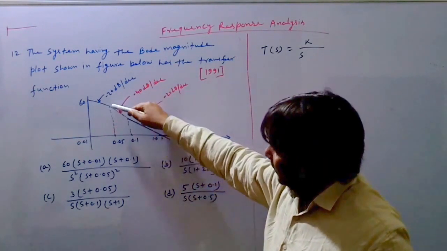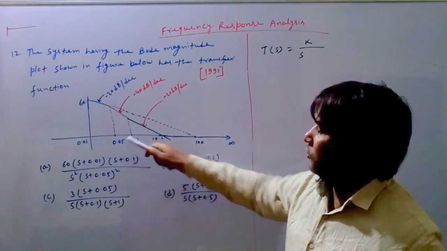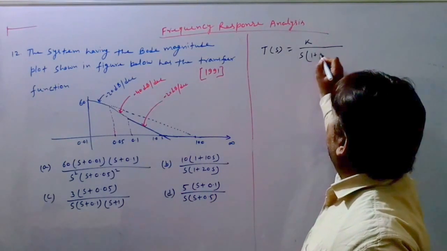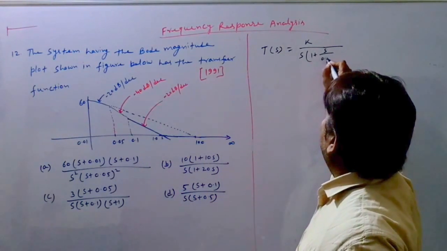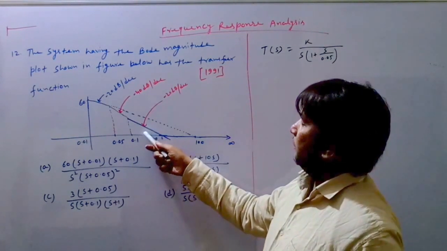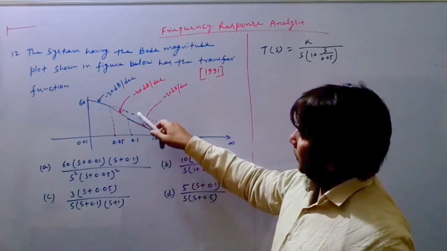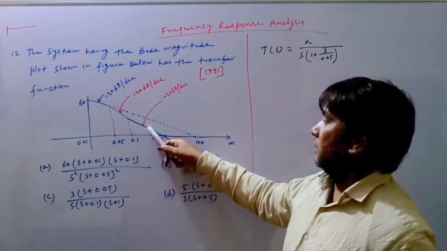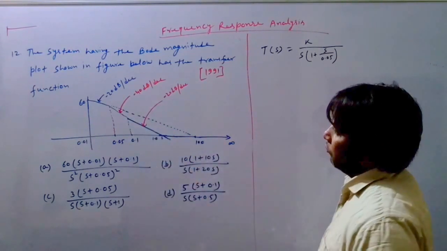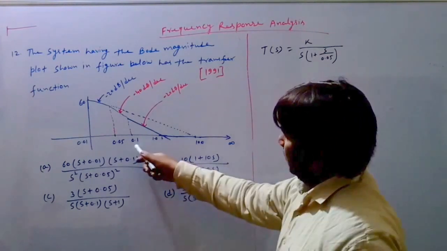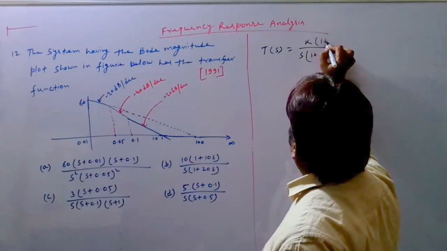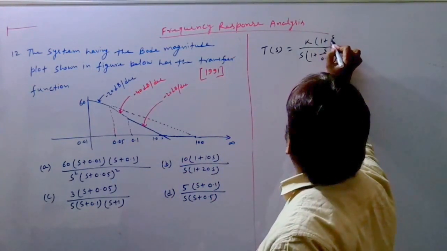So there must be a pole here with corner frequency 0.05. So we should write here 1 plus s by 0.05. Again here the slope is becoming minus 20 dB per decade. So the slope is increasing, so there must be a zero with corner frequency 0.1 here. That's why the slope is increasing. So the zero will be 1 plus s by 0.1.